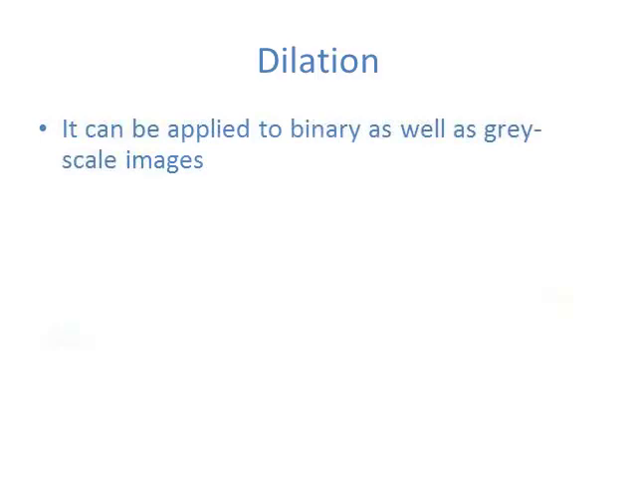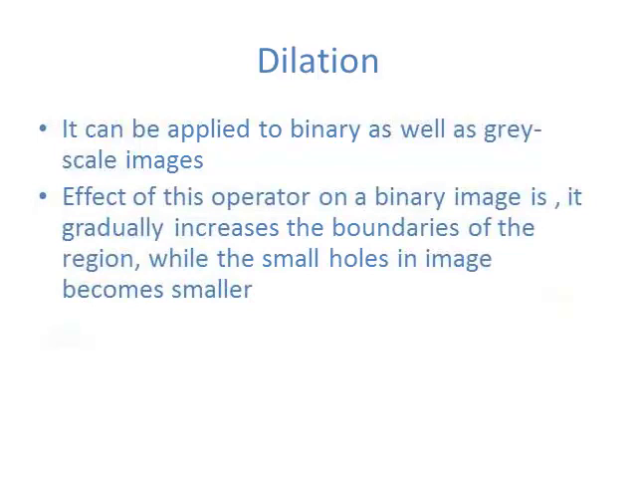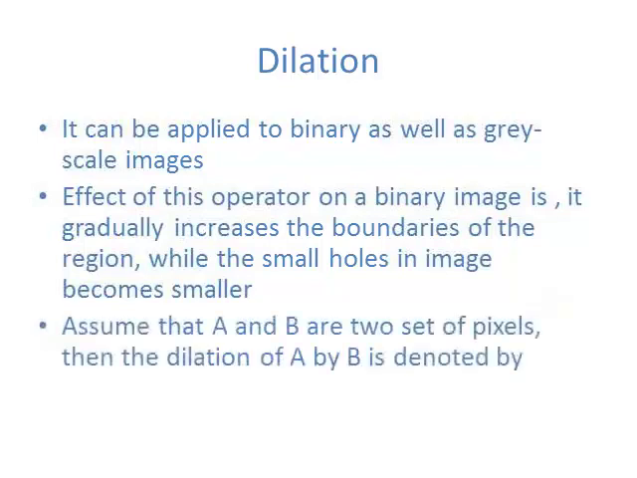Now dilation can be applied to binary as well as grayscale images. The effect of this operator on a binary image is that it gradually increases the boundaries of the region, while the small holes in the image become smaller. Assume that A and B are two sets of pixels, then the dilation of A by B is denoted by the following formula.